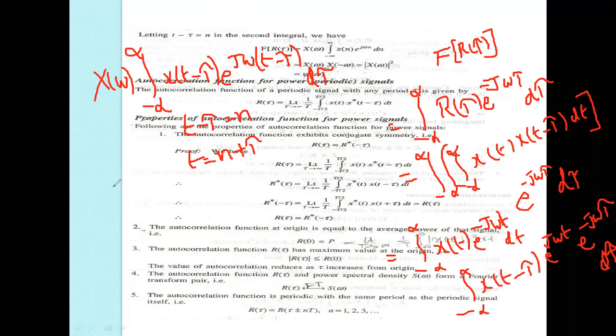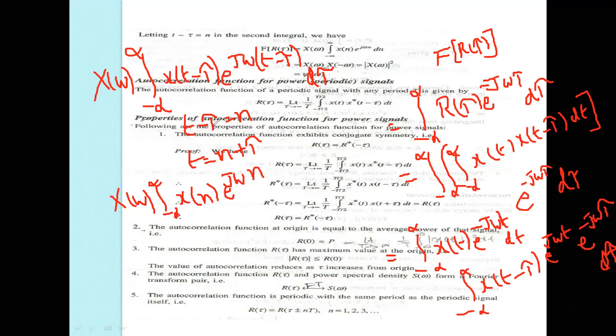Now x of omega is the integral from minus infinity to infinity, x of t minus tau becomes x of n, and e power j omega (t minus tau) becomes e power j omega n here, and d tau. What is d tau? Apply the derivative on both sides. d tau is equal to dn.